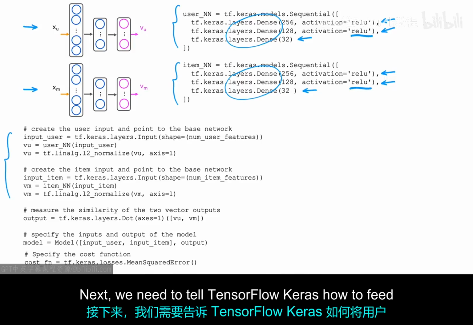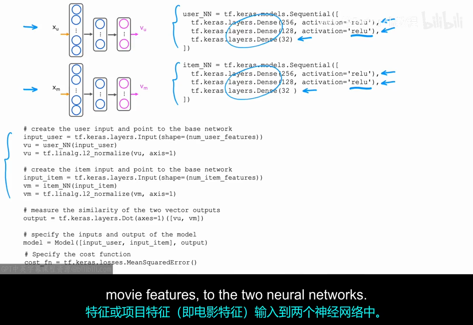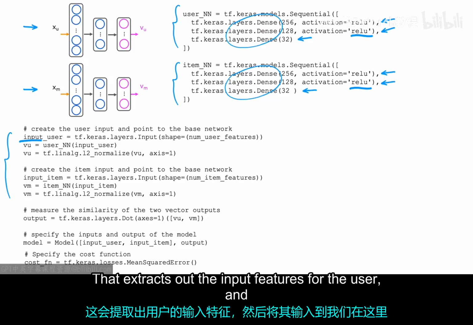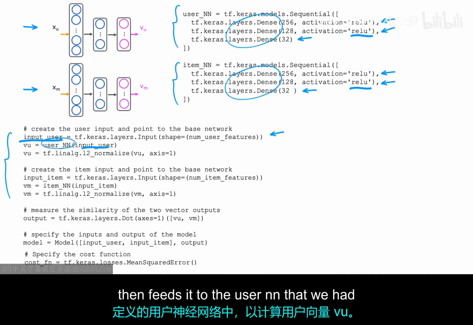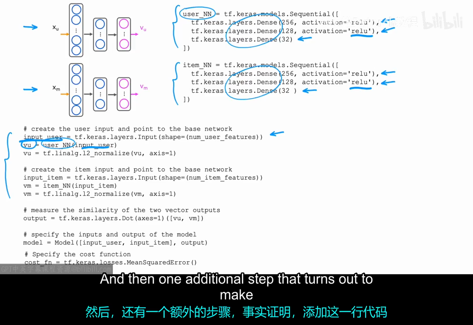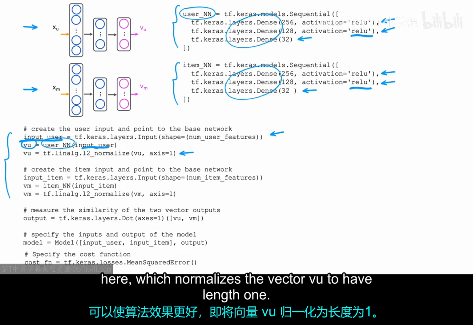Next, we need to tell TensorFlow Keras how to feed the user features or the item features, that is the movie features, to the two neural networks. This is the syntax for doing so. That extracts out the input features for the user and then feeds it to the user NN that we had defined up here to compute VU, the vector for the user. And then one additional step that turns out to make this algorithm work a bit better is to add this line here, which normalizes the vector VU to have length 1.